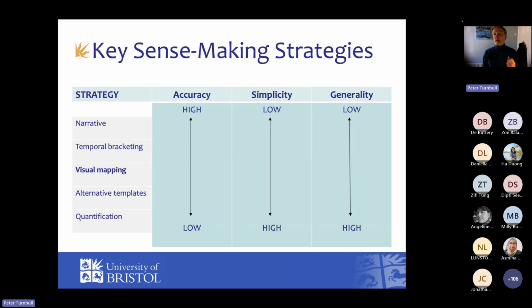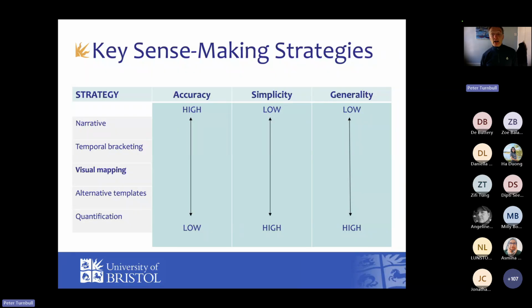That is a very accurate account of what happened, but it's not a very simplistic account. There's lots of detail, and it's difficult then to generalize from that particular case to other cases. Quantification is at the other extreme. Less accurate, but much simpler, and we can generalize.